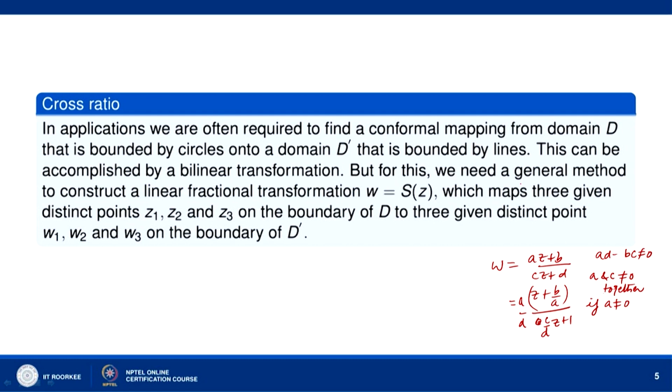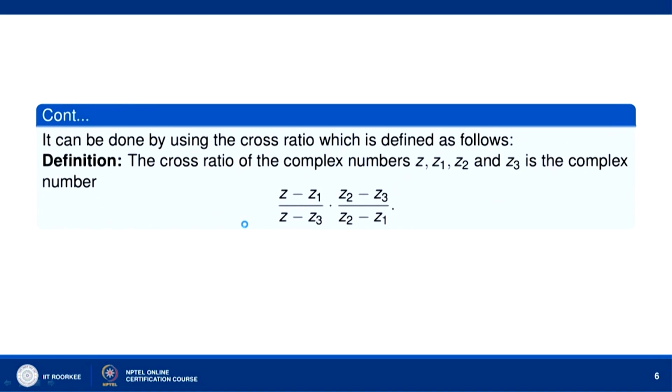So we will construct a general method which will take us from 3 distinct points Z1, Z2, Z3 in the Z plane to 3 distinct points W1, W2, W3 in the W plane. It can be done by using the cross ratio, which is defined as follows.